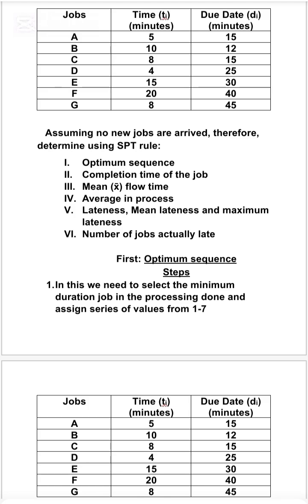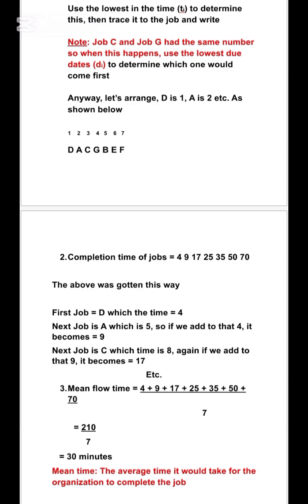So what do we do? We check the other side. I'll see that C comes before G because 12 comes before 45. Then 10, 15, 20 as B, E, F. That is the optimal sequence. Now that I have seen it, we arrange it as 1, 2, 3, 4, 5, 6, 7.